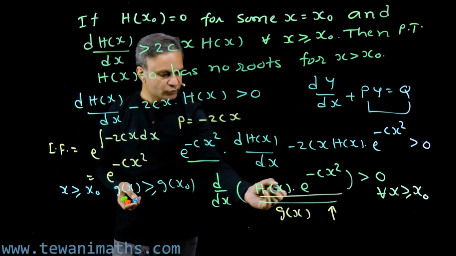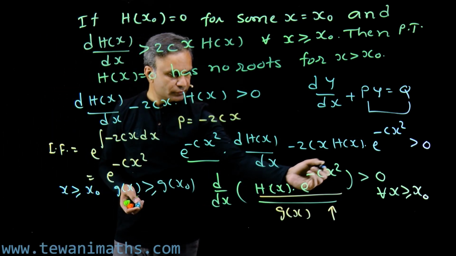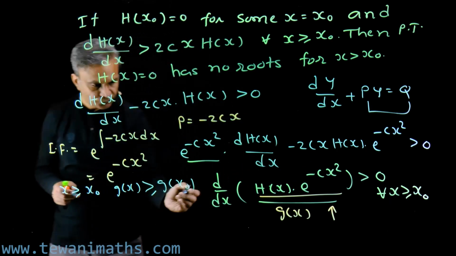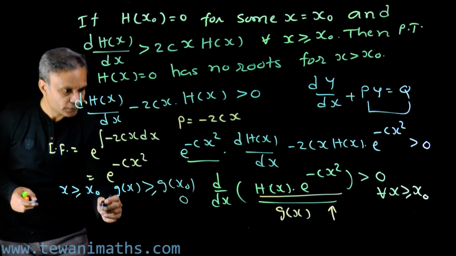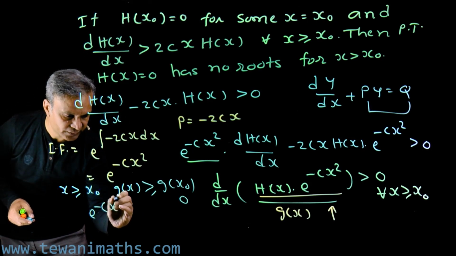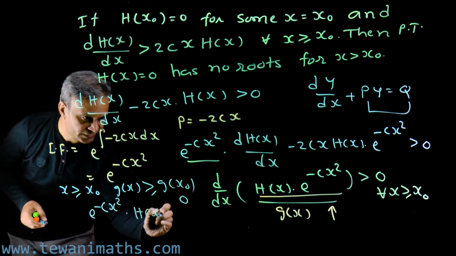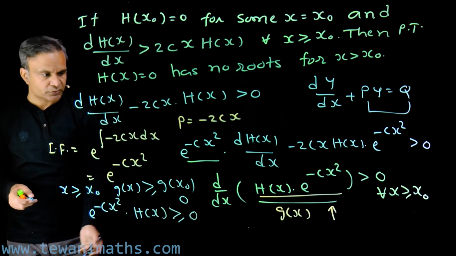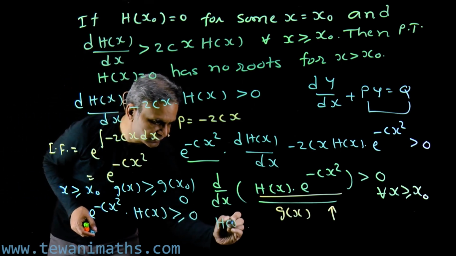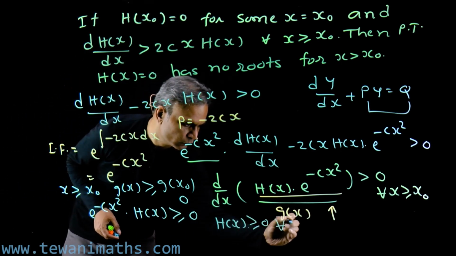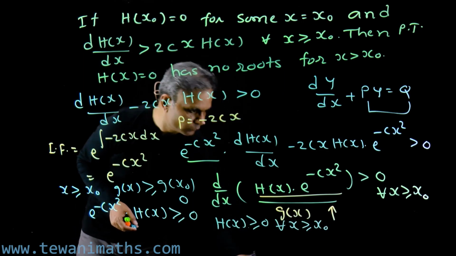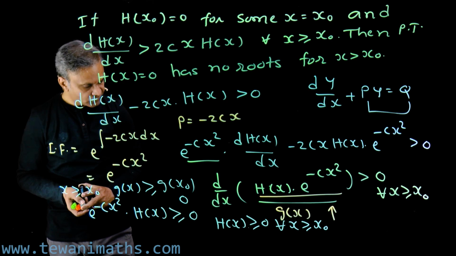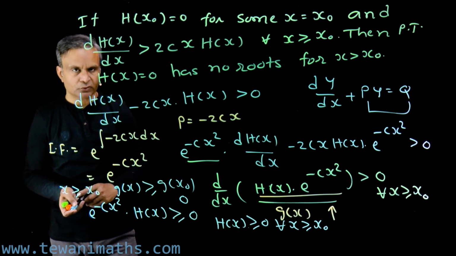It will be h(x₀) times e^(-cx₀²). h(x₀) is 0, it's given. So this side is 0, and we get e^(-cx²) times h(x) greater than or equal to 0. This is positive, so we get h(x) greater than or equal to 0 for all x greater than or equal to x₀. And h(x₀) is 0.